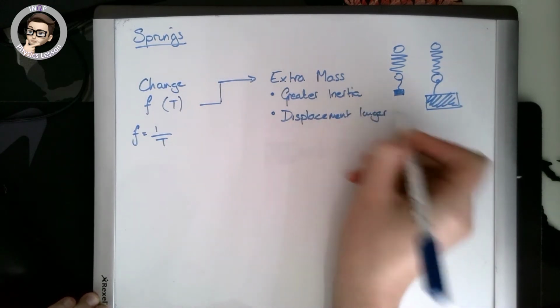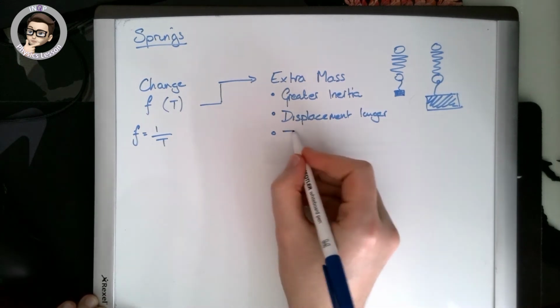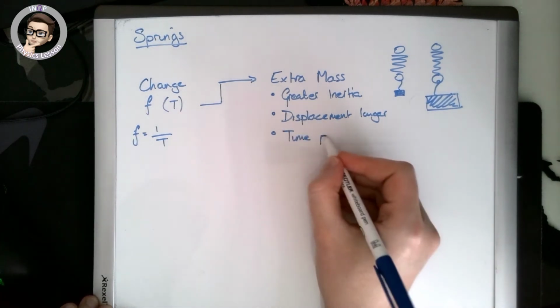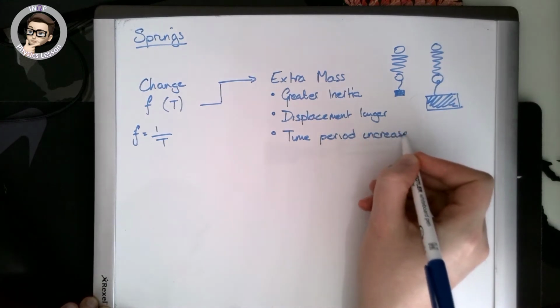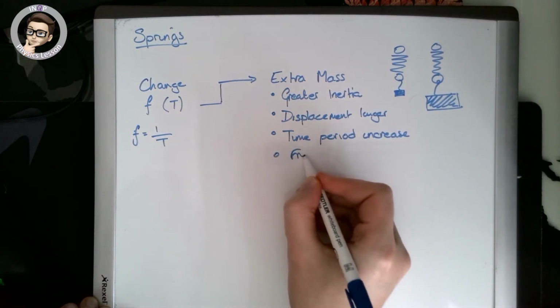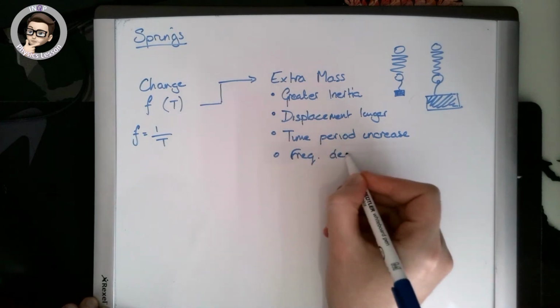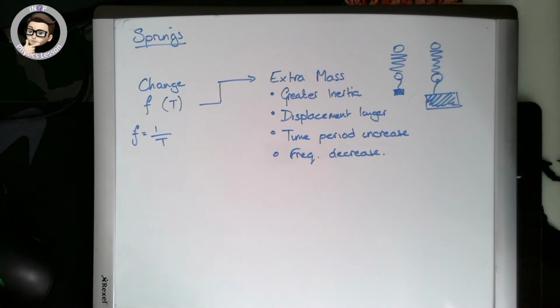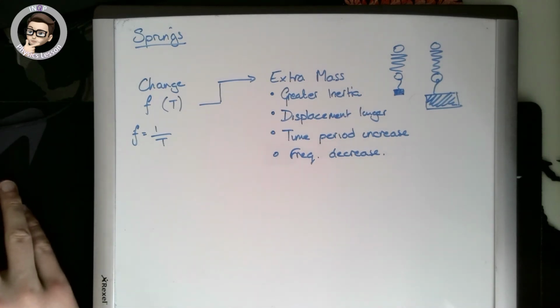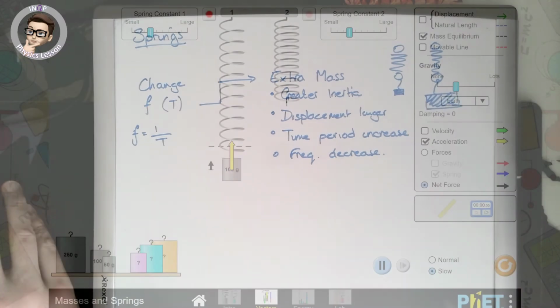So the displacement is longer, and if the displacement is longer, the time period will increase. And if the time period increases, then the frequency will decrease. So if we add a greater mass to our spring, we should see that the time period has increased. Well, let's find out. Let's check that. We'll go back to the simulator and we'll add a greater mass to it.